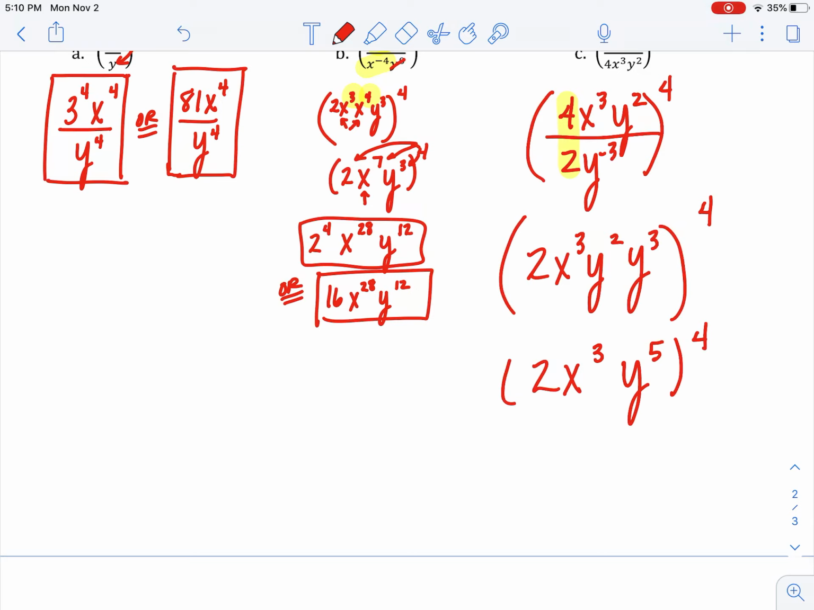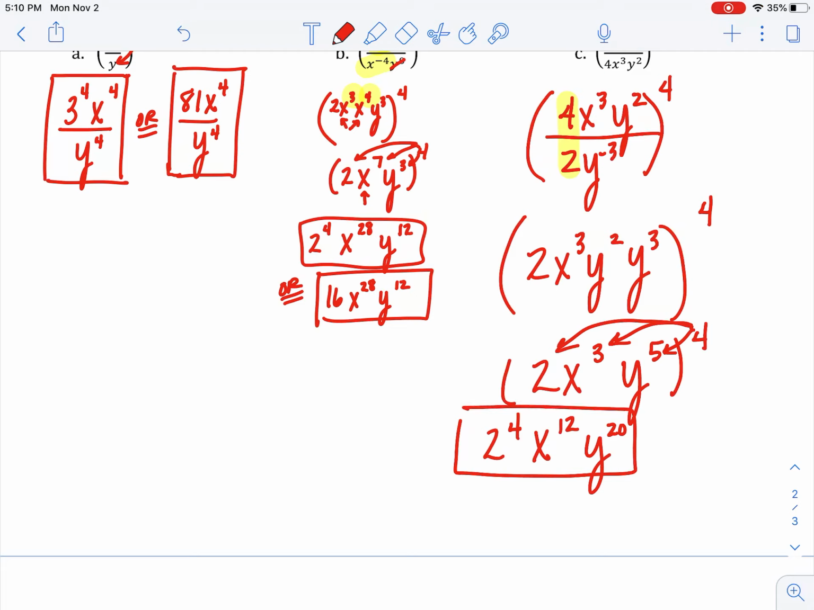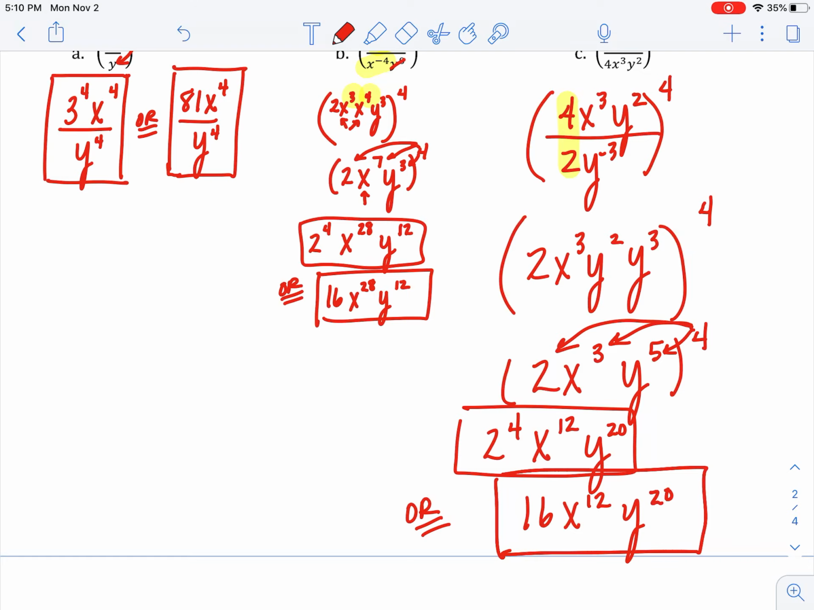And now I'm finally going to distribute. I don't like to distribute until I clean up the inside of the parentheses. So now if I distribute, I end up with 2 to the 4th power, x to the 12th, again I have double exponents, and y to the 20th. That's fine. Or I got a 16 again, 2 to the 4th power, 16. So 16 x to the 12th power, y to the 20th is also another equally correct way that I would take on a quiz or a test.